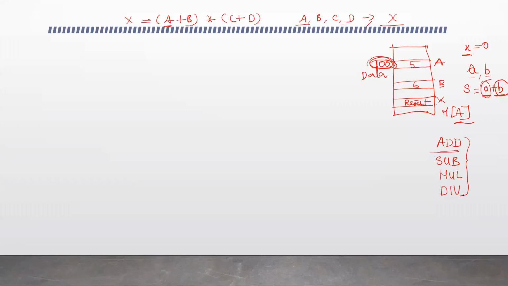And for moving the data from memory, A, B, C, and D are stored in memory, and the result needs to be moved back to location X in memory. So we use the move instruction, a data transfer instruction, MOV. Some processors use MOVE. That is different in different processors.